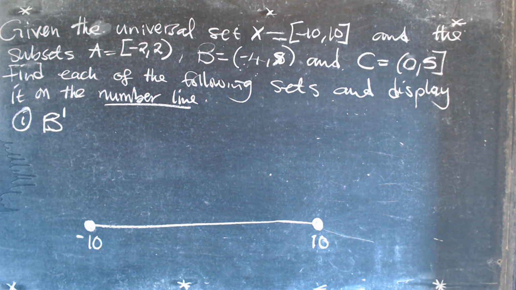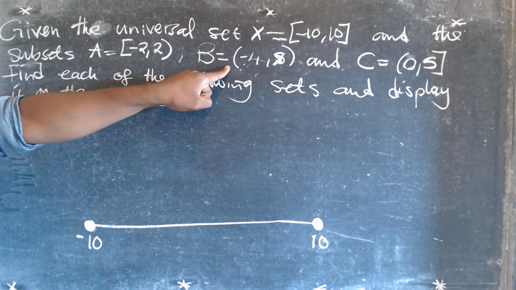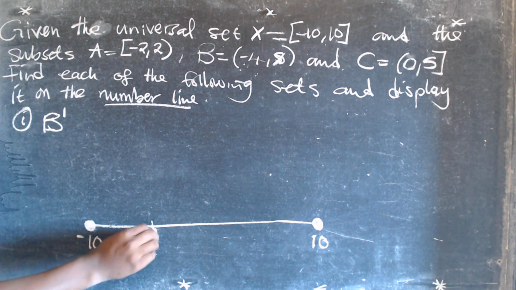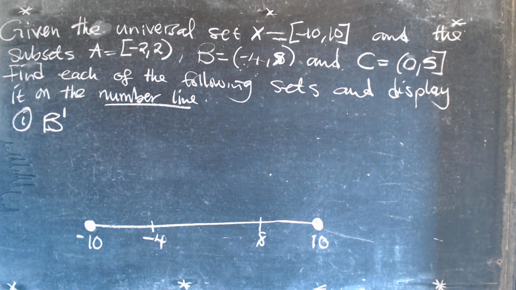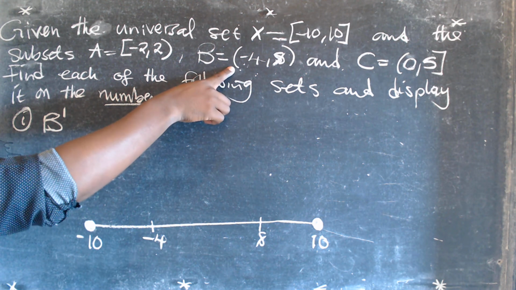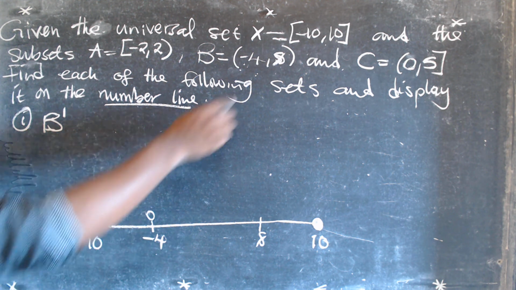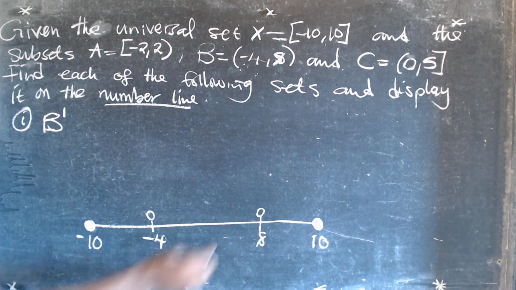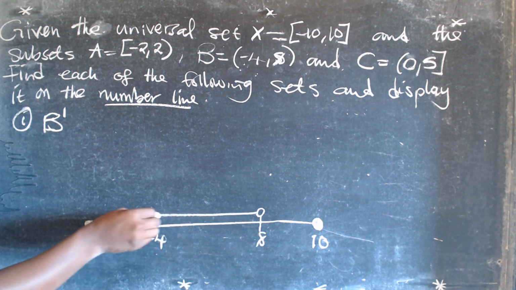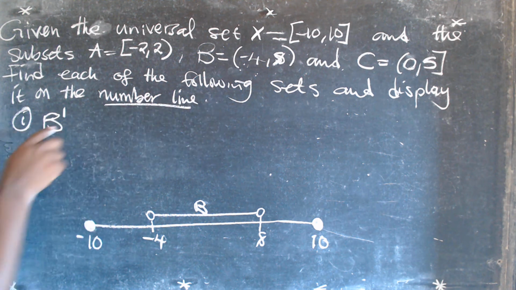After showing the universal set, we are looking for B complement. So if we are looking for B complement, we're supposed to write down B. So B is from negative 4. So it says negative 4, it must be somewhere there. And 8, somewhere there. In this case, negative 4 is not part of the set, so you open it. It is not part of the set. You open it. This is also not part of the set. You open it. When you do that, you connect these two here. This is set B.